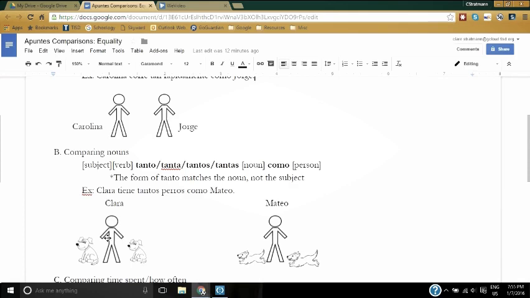So, if we're talking about how many dogs Clara has and how many dogs Mateo has, we say Clara tiene, those match. But then we're going to say tantos to match perros. Since perros is masculine and plural, we know that because it ends in -os, we want tantos. And then we add como Mateo.